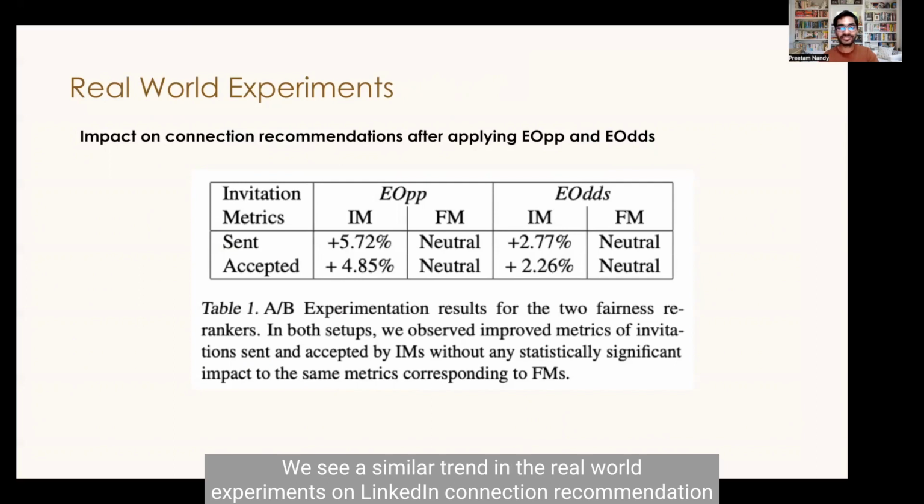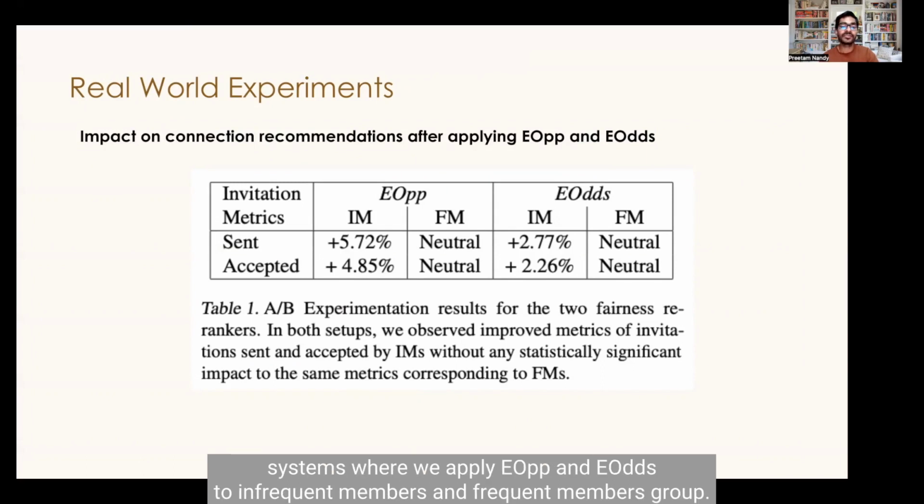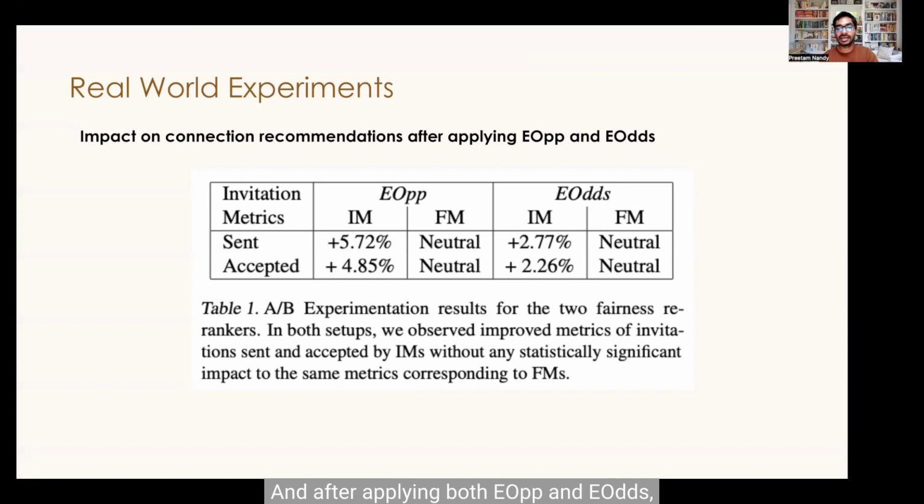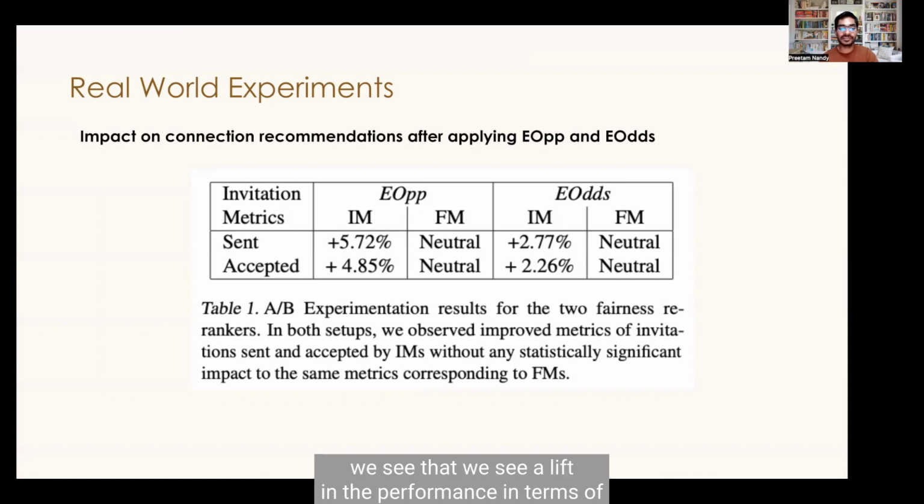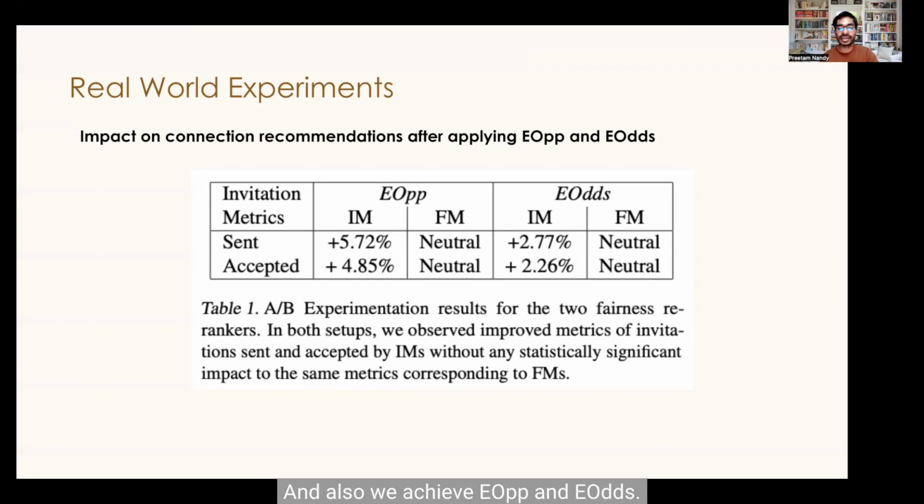We see a similar trend in the real-world experiments on the LinkedIn connection recommendation system, where we apply EOpp and EOS to infrequent members and frequent members groups. After applying both EOpp and EOS, we see a lift in performance in terms of the number of invitations sent and the number of invitations accepted. And also we achieve EOpp and EOS.